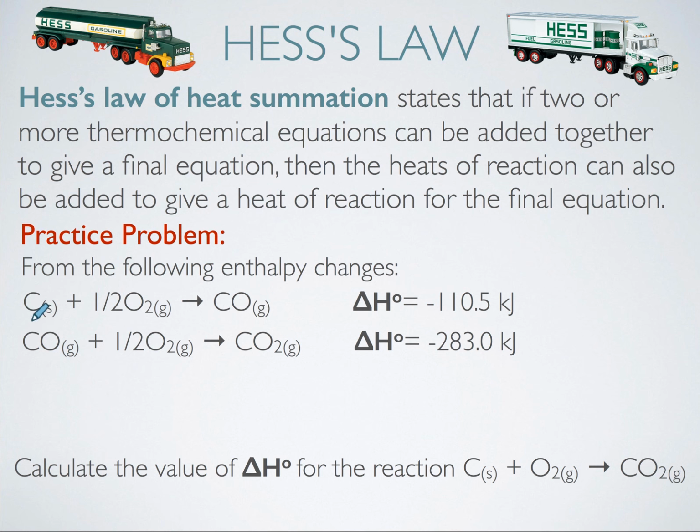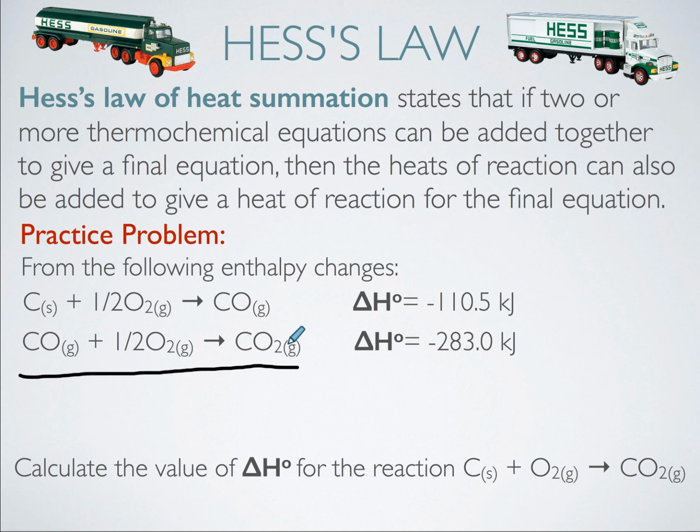We have one chemical reaction where carbon is being added to half of an O2 molecule to make carbon monoxide. Then we have carbon monoxide plus half of an oxygen molecule to make carbon dioxide, and we have the delta H values for either one. But let's say that I don't want either of these reactions. I actually want to know what delta H would be for this one, which is slightly different. If I can add these together in a way to make this reaction, then I could also add these two numbers. So let's check to see if that works.